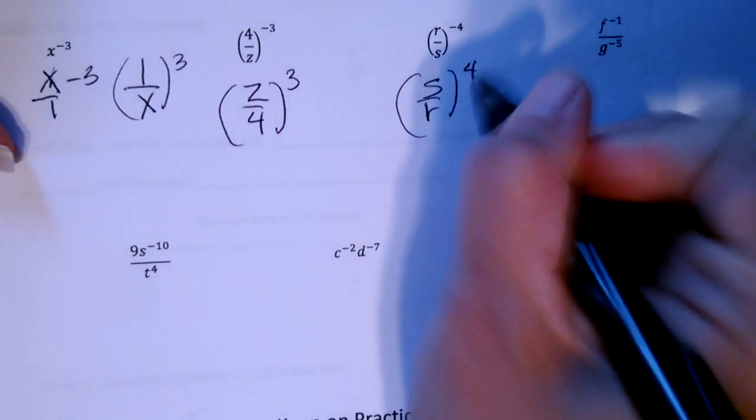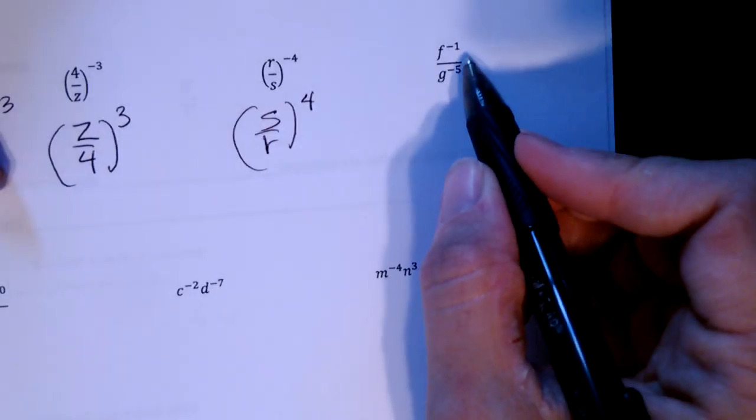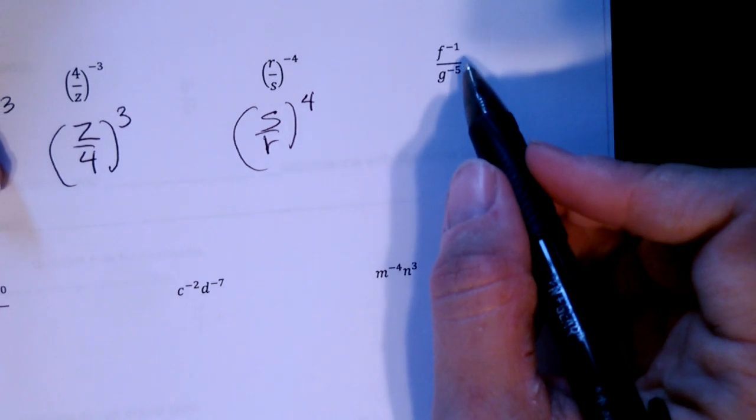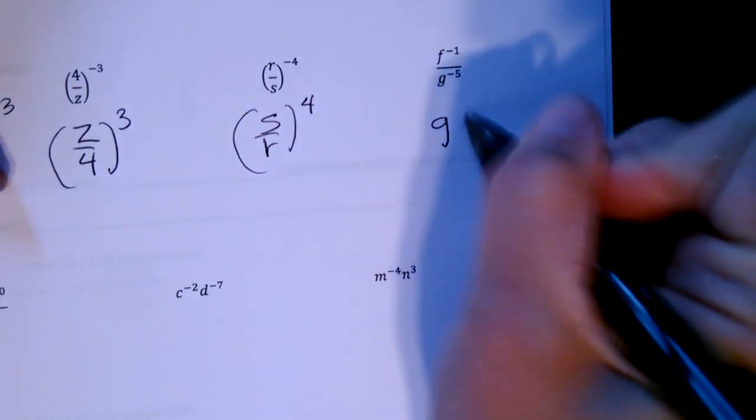And these are kind of isolated. They're not both obviously being raised to the same power. So they just kind of switch places and make their signs positive. So g to the fifth, or their exponents, I should say, positive.